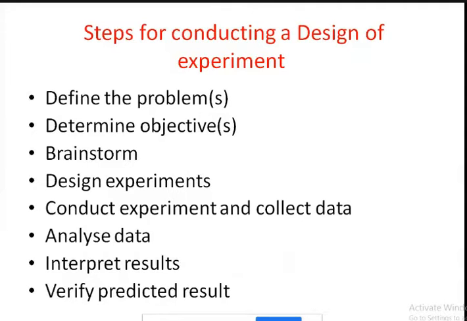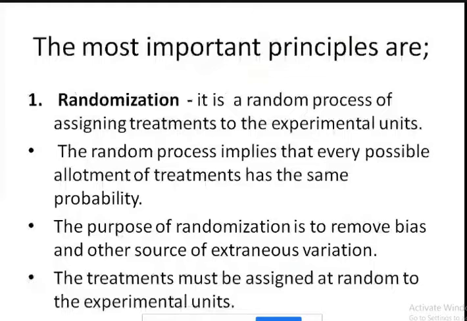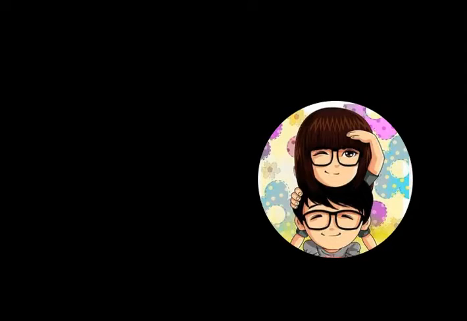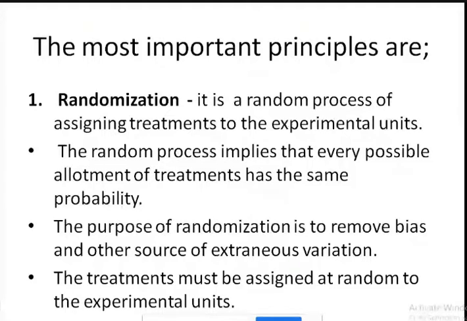The most important principles of experimental design are: one is randomization. It is a random process of assigning treatments to the experimental units. Treatment means an experimental condition, and experimental units are the basic or smallest division of the experimental material. The random process implies that every possible outcome is possible. The purpose of randomization is to remove bias and other sources of extraneous variation. So in randomization, the treatments must be assigned at random to the experimental units.